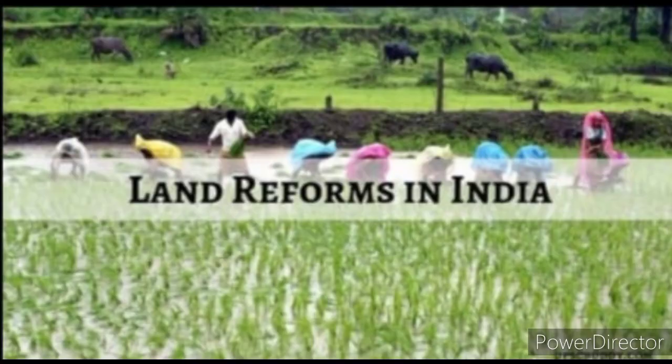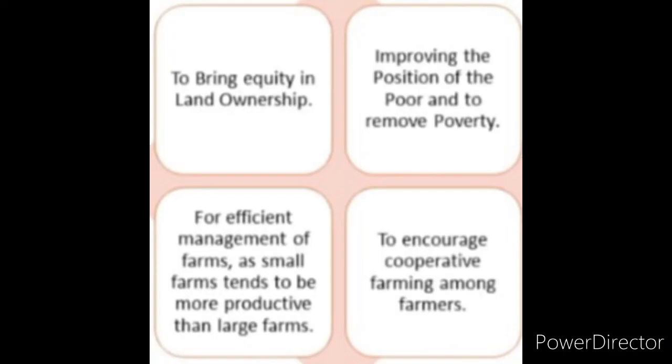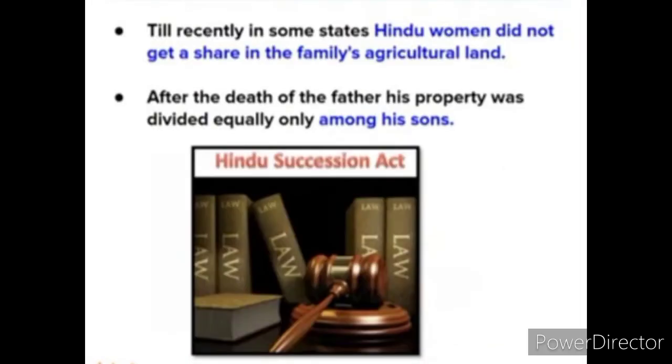Land reforms in India. Before independence, India saw the concentration of land in a few hands, who were called zamindars. But after independence, the government of India brought some land reforms under which the zamindari system was abolished. The land was consolidated and distributed among the landless farmers as means of their livelihood.